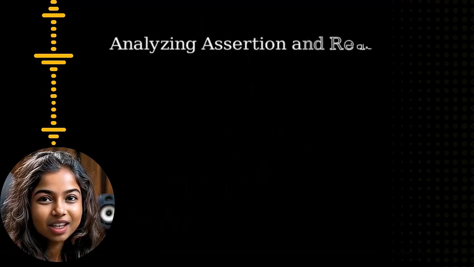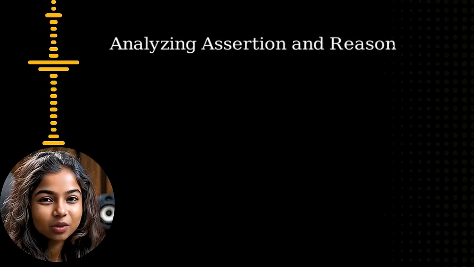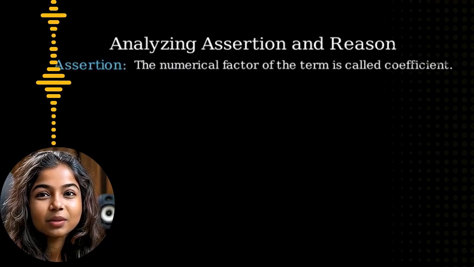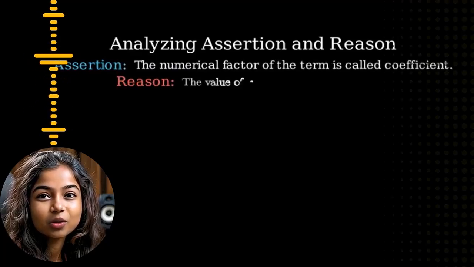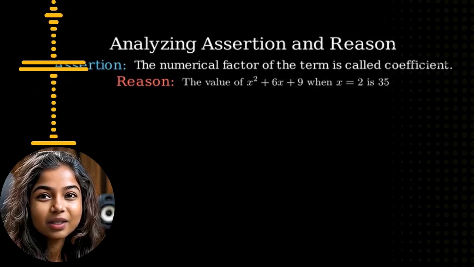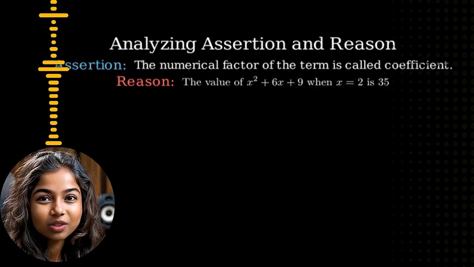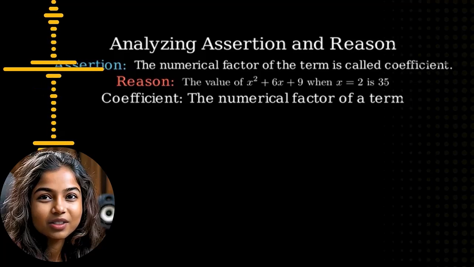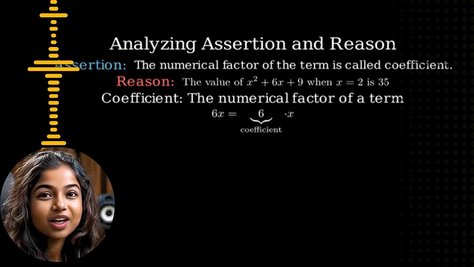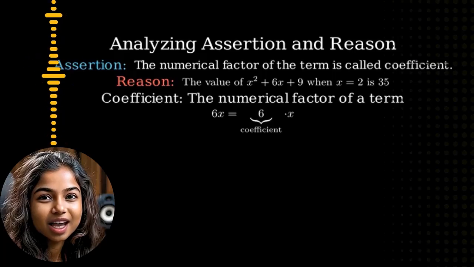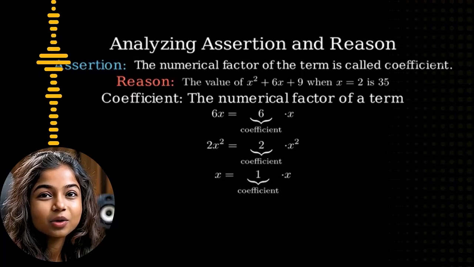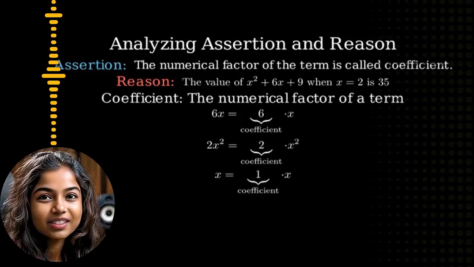Let's analyze this assertion and reason problem step by step. First, let's look at what we're given. The assertion states that the numerical factor of the term is called coefficient, and the reason given is that the value of x² + 6x + 9 when x equals 2 is 35. Let's first examine the assertion. A coefficient is indeed the numerical factor of a term. For example, in the expression 6x, 6 is the coefficient of x. In 2x², 2 is the coefficient of x². And if we have just x, the coefficient is understood to be 1.